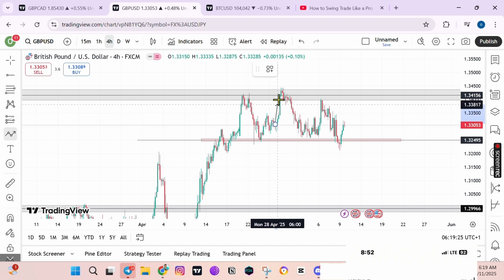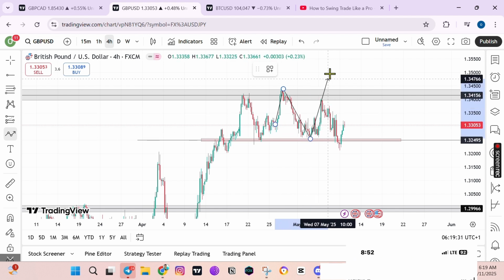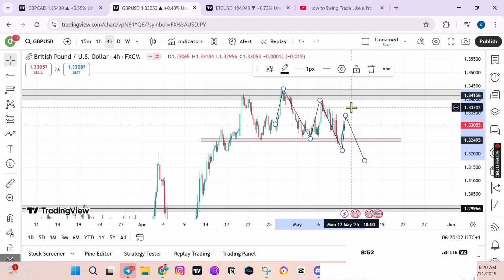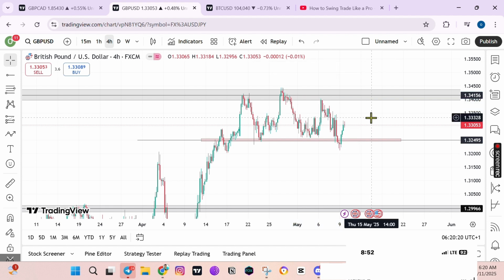If you pay attention, the market made a high right here, came here and gave us a lower high, then came here, and instead of giving us a higher high, the market gave us a lower high. Then the market came here and gave us a lower low. Now the market is about to put another lower high right here, before it puts another lower low. At least that's what I'm projecting the market is going to do in the next week, by the time you're watching this video.